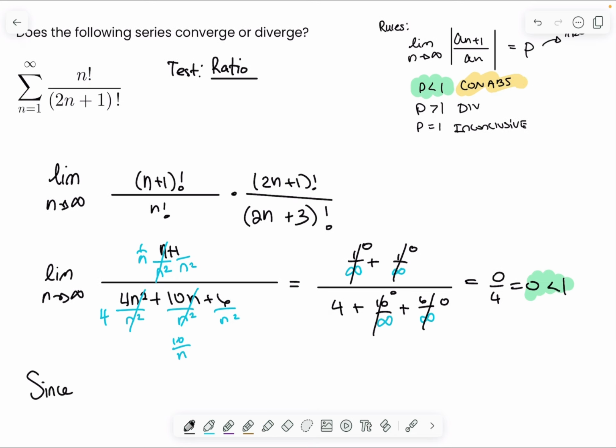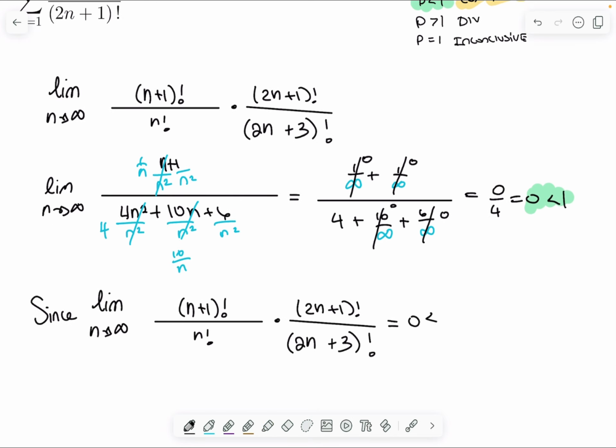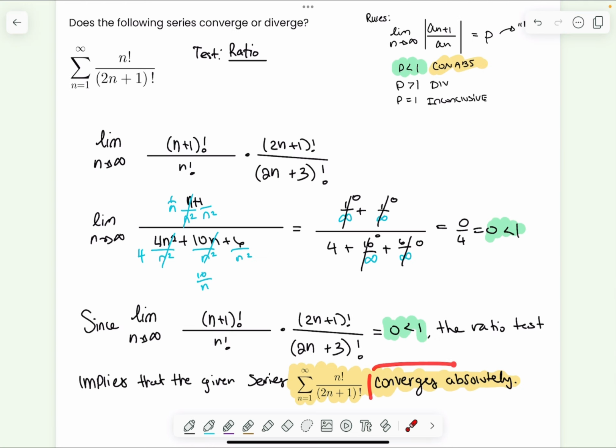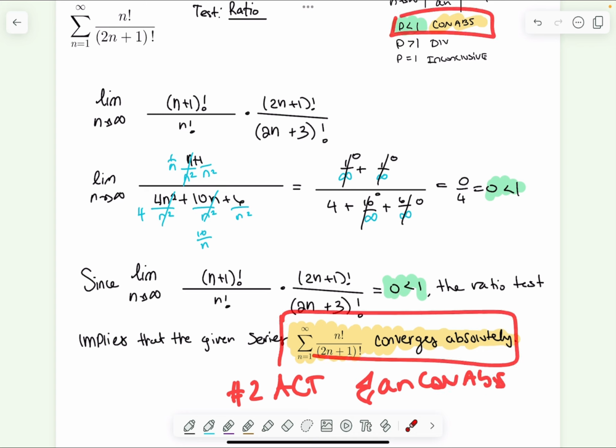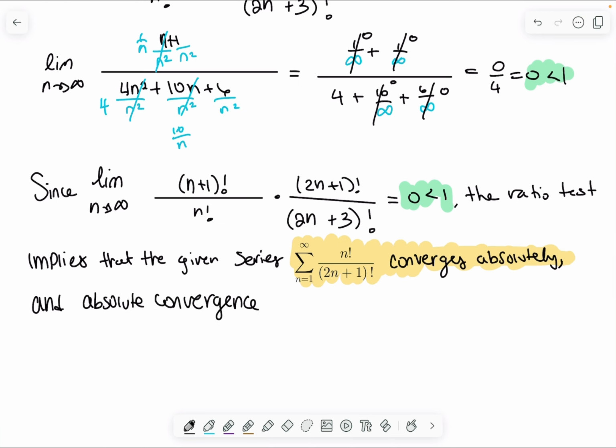So let's get to our conclusion. Since the limit is equal to 0, which is less than 1, the ratio test, remember you always have to specify your test, implies that the given series converges absolutely. But again, they didn't ask us if it converged absolutely, they asked us if it converged. So we can use our number 2 tool in our toolbox, the absolute convergence theorem, that says if any series converges absolutely, which we know it does by the ratio test, then that same series converges itself. So we say, absolute convergence implies convergence by the absolute convergence theorem.